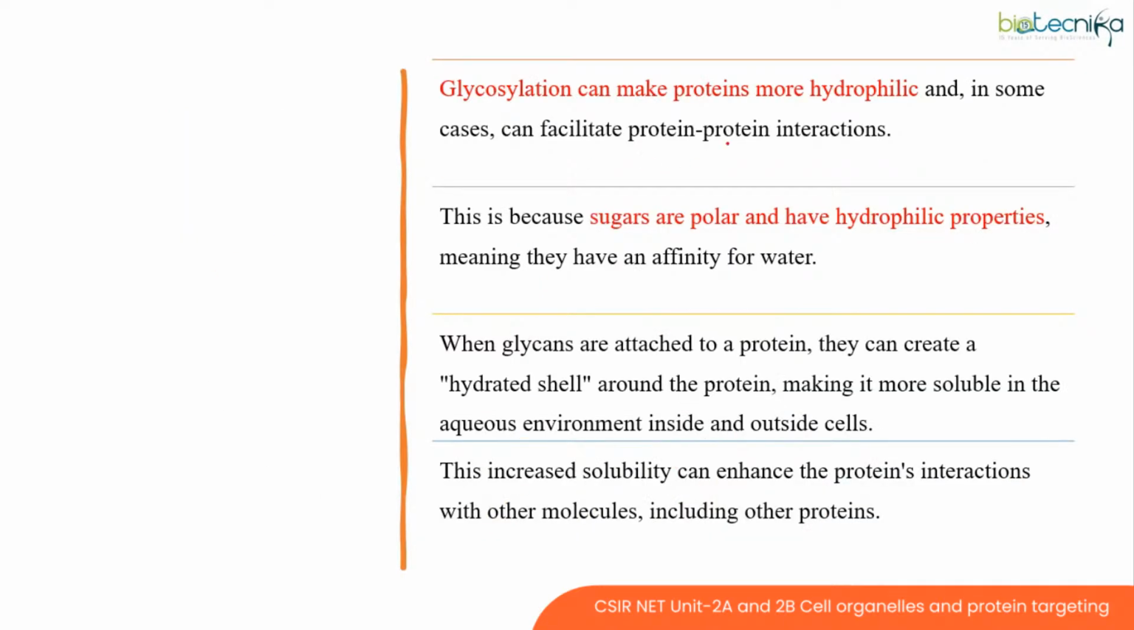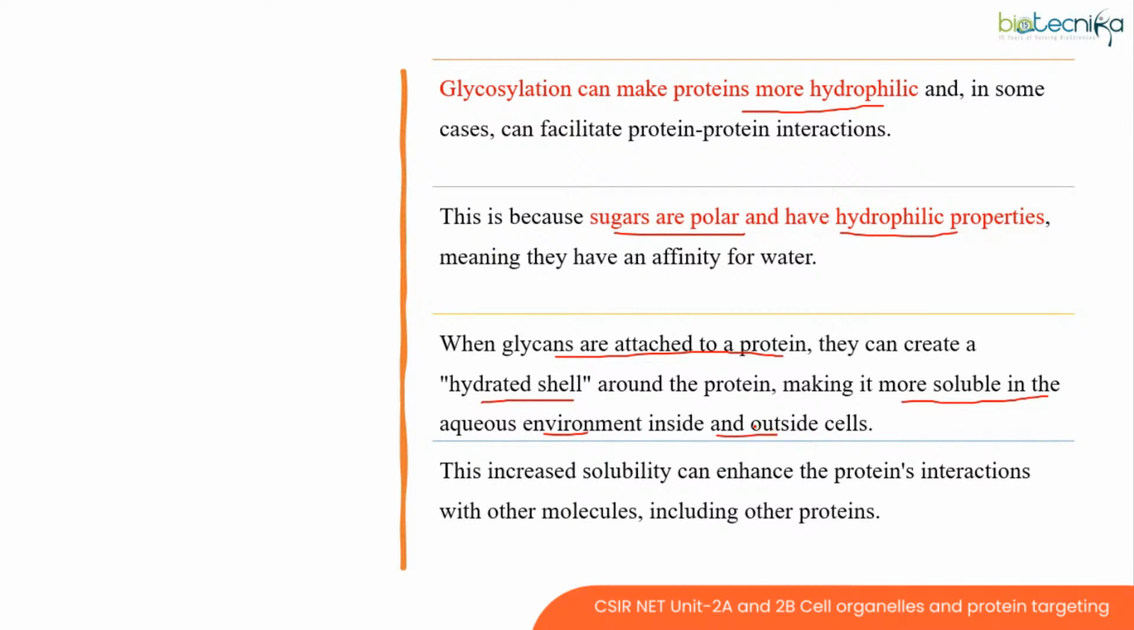Next, glycosylation makes the protein more hydrophilic because sugars are polar. They will have hydrophilic properties. Hydrophilic means attracted towards water. So when glycans are attached to a protein, they can create a hydrated shell around the protein, thus making it more soluble in the aqueous environment, both inside and outside the cell.